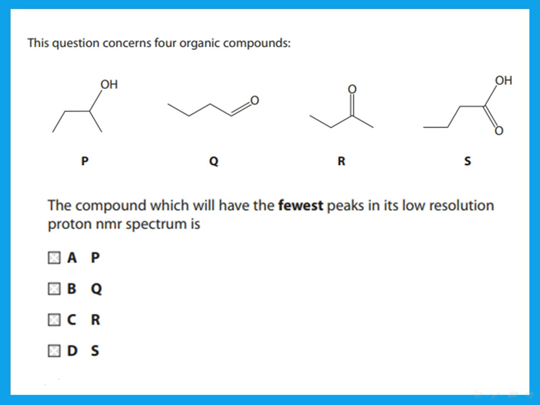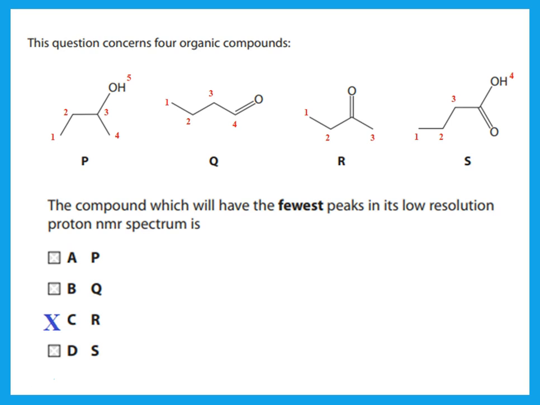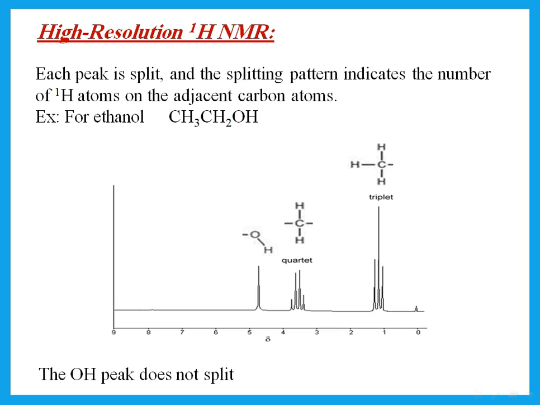Okay. This question concerns 4 organic compounds, and asks which compound has the fewest peaks in the proton NMR. So let us look at the different hydrogens in each of these. For P, we have how many different types of hydrogens? We actually have a total of 5 types of hydrogens. He wants the fewest. Q will have 4 types of hydrogens or 4 hydrogen environments. R is the one that will have 3. S will have a total of 4. So R is the one that has the fewest number of peaks in the proton NMR.